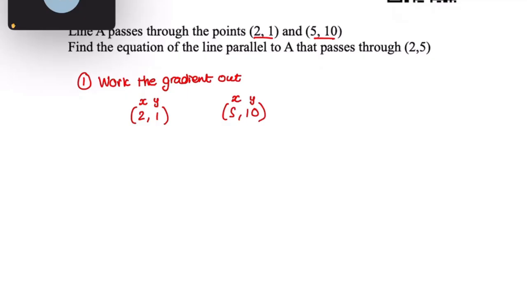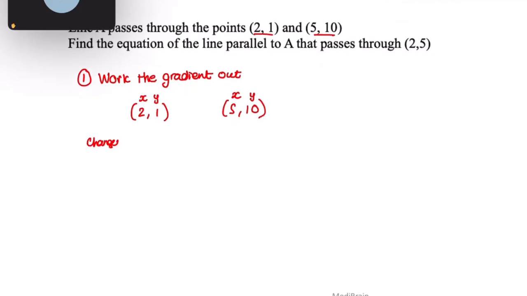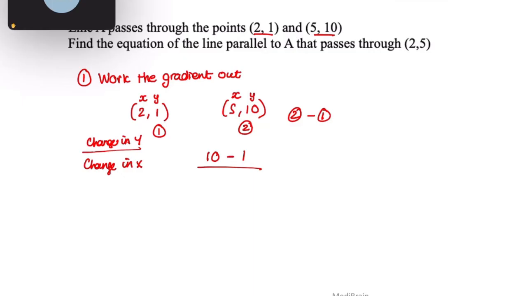Then to work out the gradient, it's the change in y divided by the change in x. So we're going to label this as 1, label this as 2, and we're going to do 2 subtract 1. So the y coordinate is 10, subtract the first y coordinate, which is 1, divided by the second x coordinate, which is 5, subtract the first x coordinate, which is 2. 10 subtract 1 is 9, 5 subtract 2 is 3. So 9 divided by 3 gives you 3. So the gradient is 3.